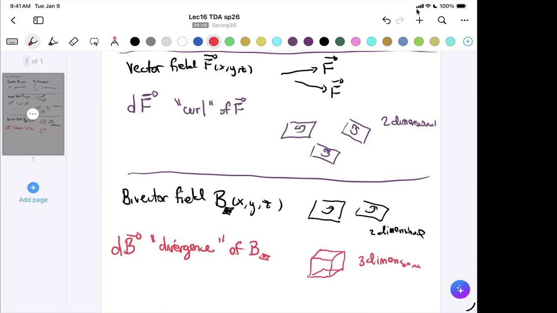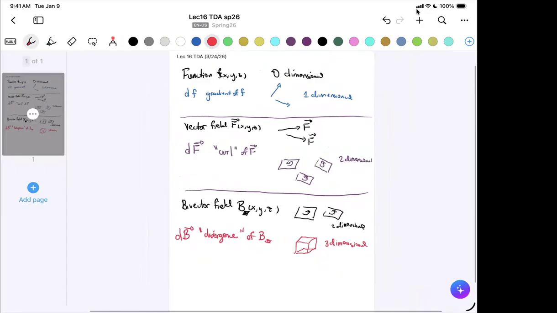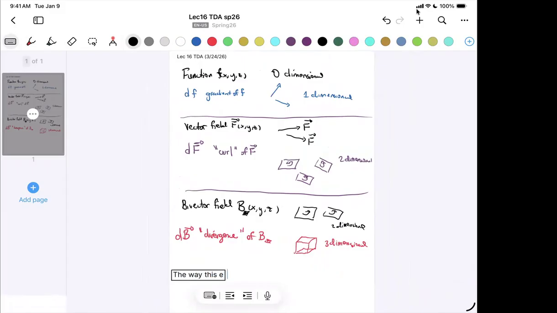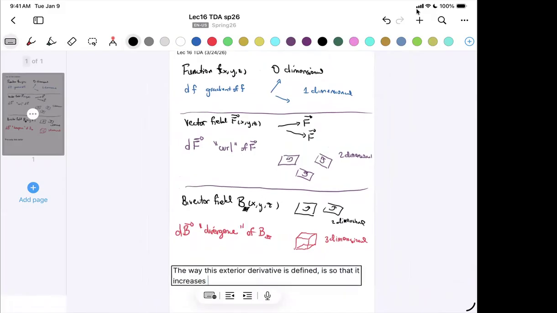The only thing I want you to notice here is that from this perspective, when you take this exterior derivative, what it produces increases the dimensionality of the object by one dimension. The way this exterior derivative is defined is so that it increases the dimensionality of the object by one.